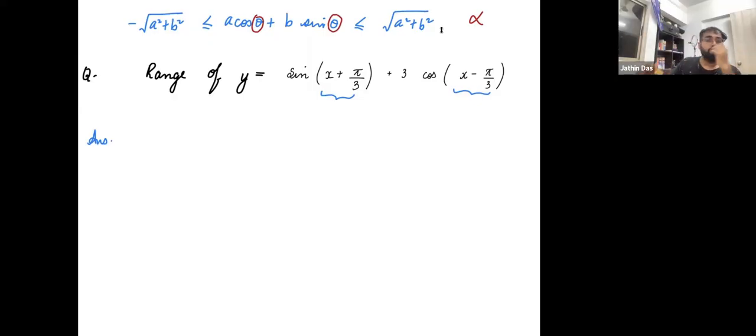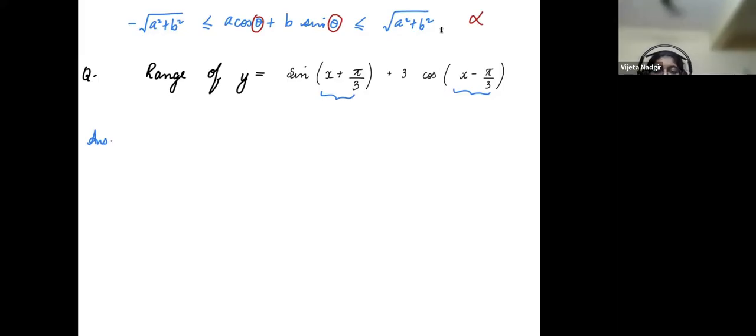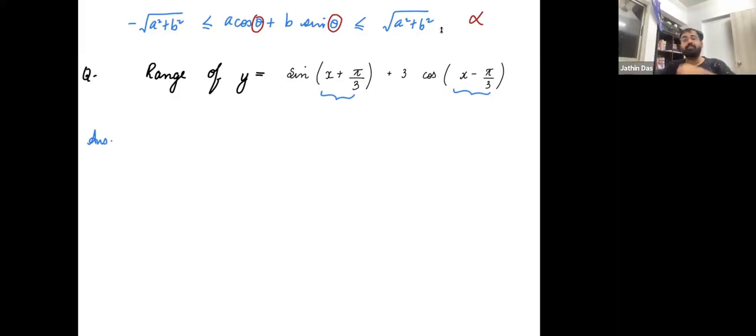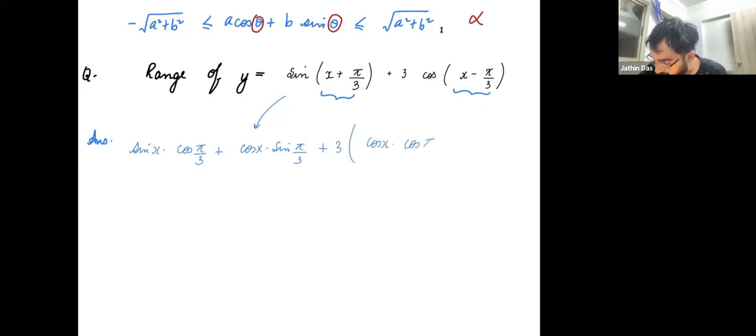Open up sin(x + pi/3) plus 3 cos(x - pi/3). So open up and see what you get. This will be sin x cos pi by 3 plus cos x sin pi by 3, plus 3 times cos x cos pi by 3 plus sin x sin pi by 3.